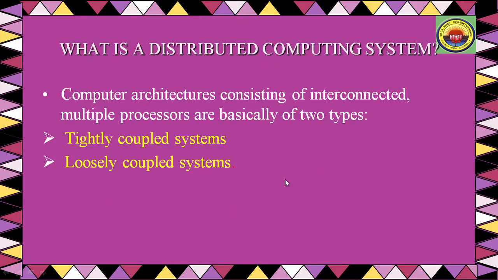Okay, we have discussed the overview of the outcomes, objectives, and the topics covered under the 5 units. Now, coming to what is a distributed computing system. Before going to this topic, we need to know that there are basically two types of computer architectures: tightly coupled systems and loosely coupled systems.